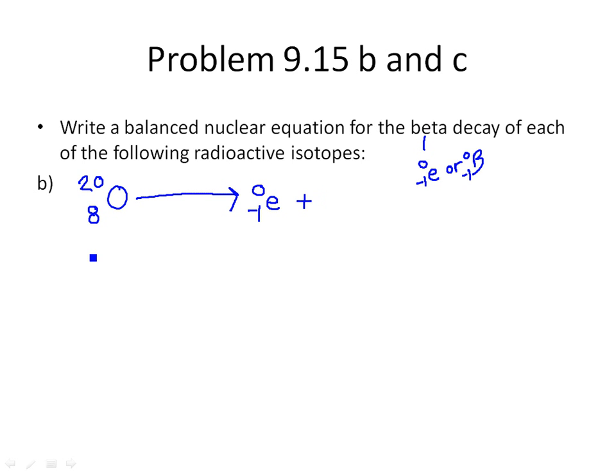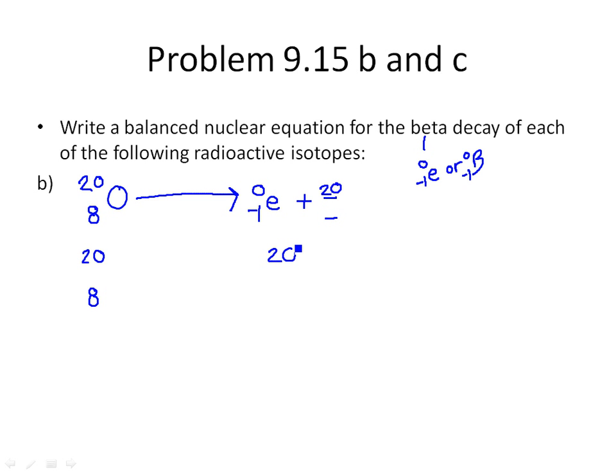Okay, so here we have a total of 20 and 8. And so we have to determine what our numbers are going to be here, and then based upon the atomic number, we can figure out what the element is. Let's first just do the mass number. So we have a total of 20 on the left-hand side, and then we have a 0. So 20 plus 0 equals 20, which equals 20 over here. So we have 20 and 20.